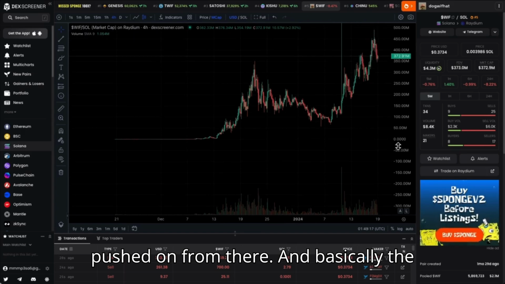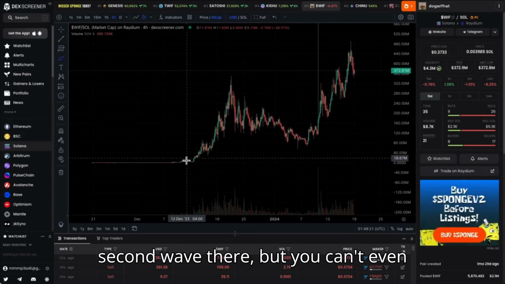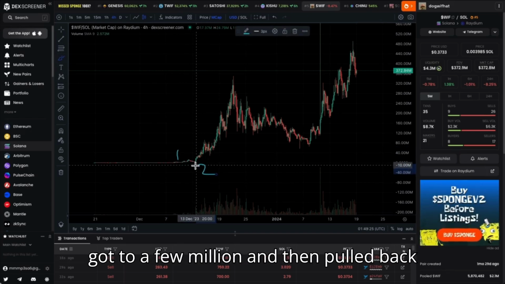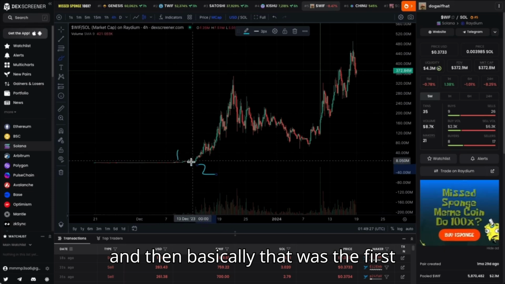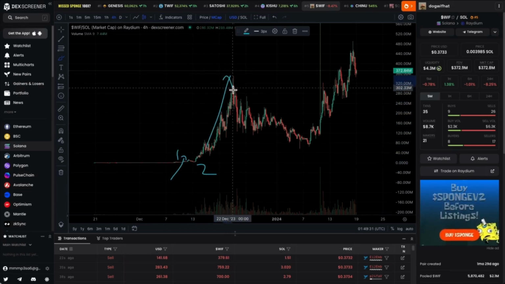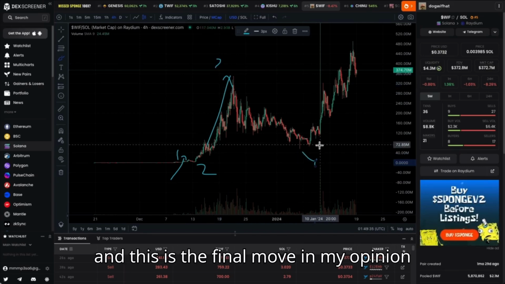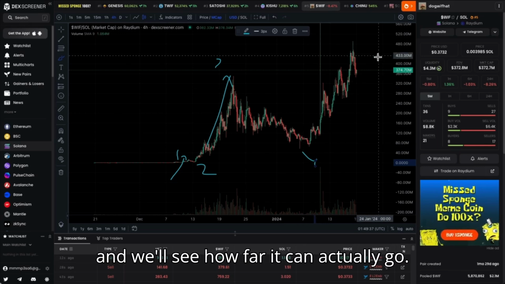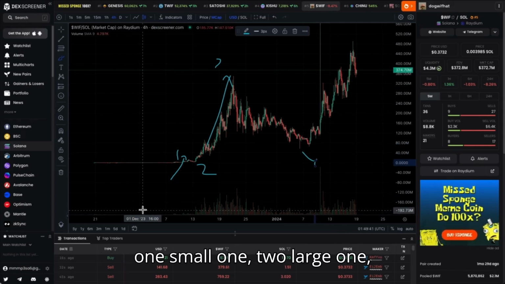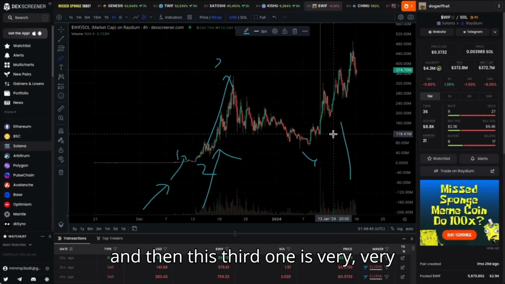And basically the big deal with this is it did a first and second wave there. But you can't even see it because it's so small. But when it got to a few million and then pulled back, that was the first move. This was the second move where it did basically a 3 and a 4. And this is the final move in my opinion, and we'll see how far it can actually go. But this third wave up. So, a small 1, a large 2, and then this third one is very, very rare.